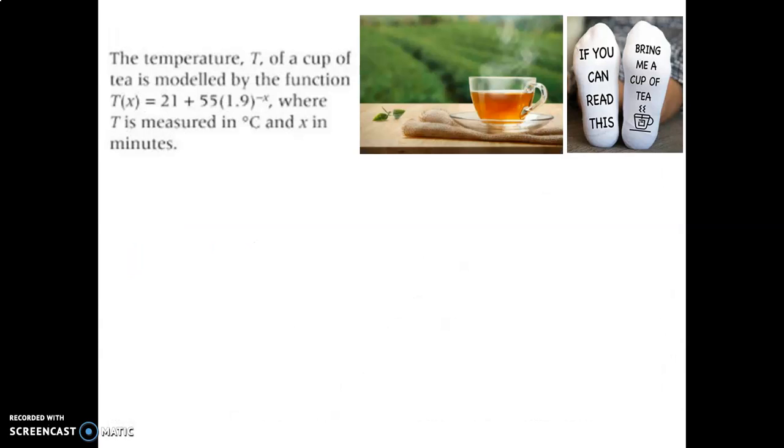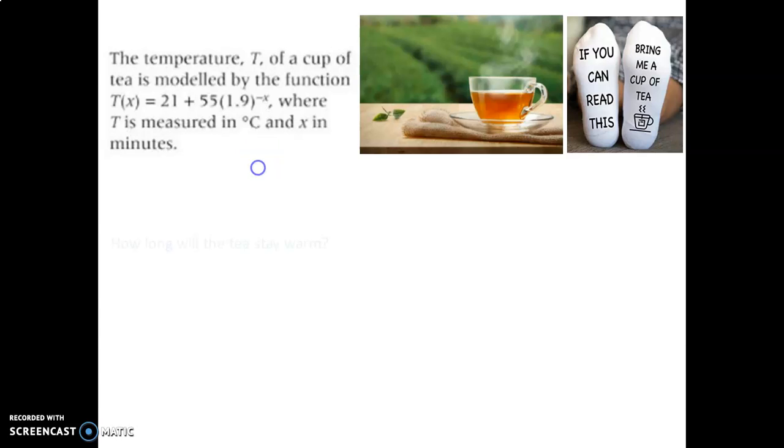All right, let's begin here. Here we are given a model. It says the temperature T of a cup of tea is modeled by the function T(x) = 21 + 55 times 1.9 to the power negative x. So this function models the temperature of a cup of tea, where T is measured in Celsius and x is measured in minutes. So the independent input variable is time in minutes, and T is our temperature in Celsius. So basically, how much has a cup of tea cooled after it's been poured? 1 minute, 2 minutes, 3 minutes, and so on after it.